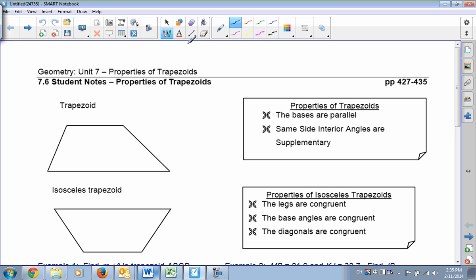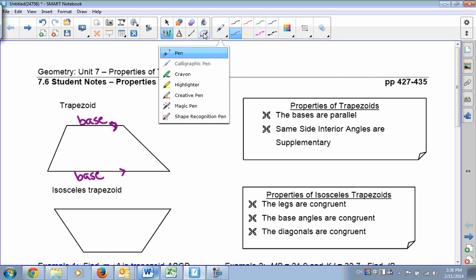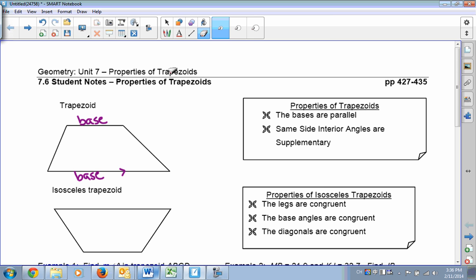So this is a base. And this is a base. And your bases are the ones that are parallel. Those little arrows mean that they are parallel. That doesn't look like an arrow. Let me fix it. Okay? So that takes care of that characteristic.